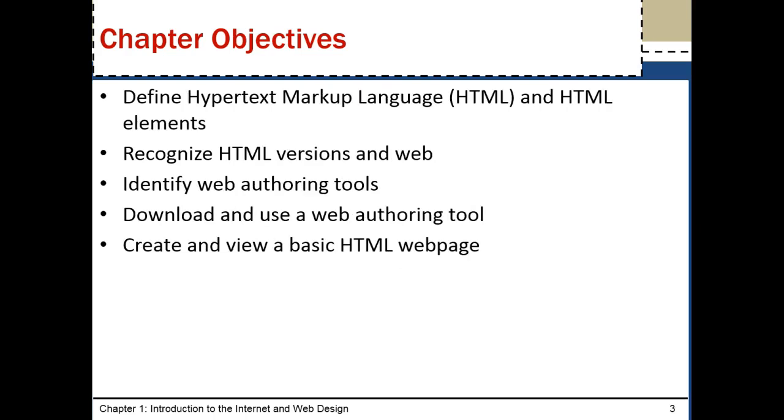Also, we are going to define the hypertext markup language, which is HTML. We are going to look at some of the HTML elements. We will understand about the versions of HTML. Also, we are going to look at some of the web authoring tools that are out there. We can download and use one of the web authoring tools, and we can create and view basic HTML. So at the end of this chapter, you have an assignment that deals with 2 labs. At the end of each chapter, you have a few labs. At the end of chapter 1, you have 3 labs, but for your assignment, you only need to do 2 labs, in which you will create a basic HTML web page.